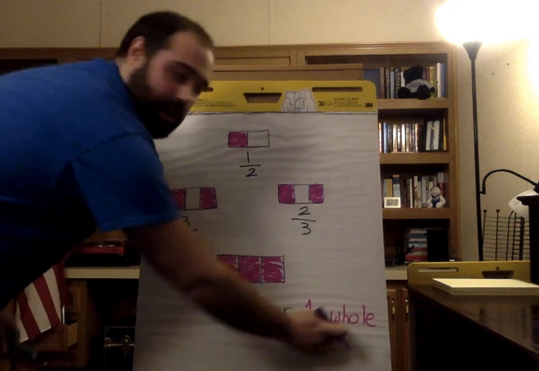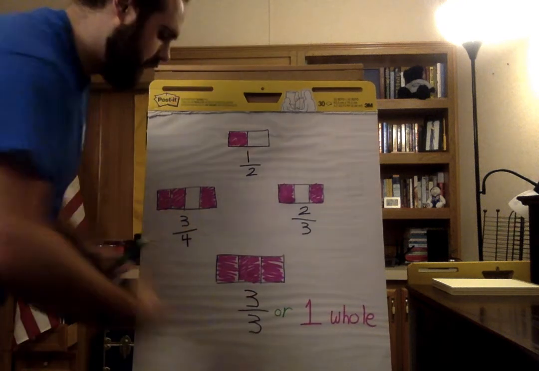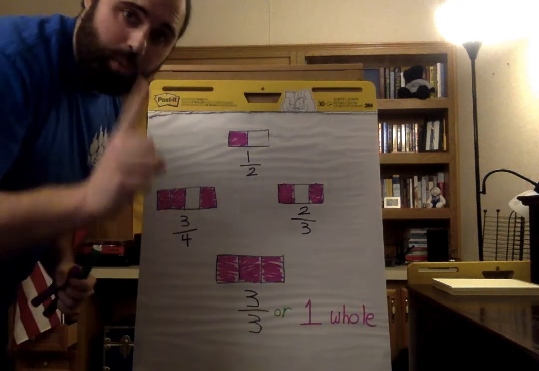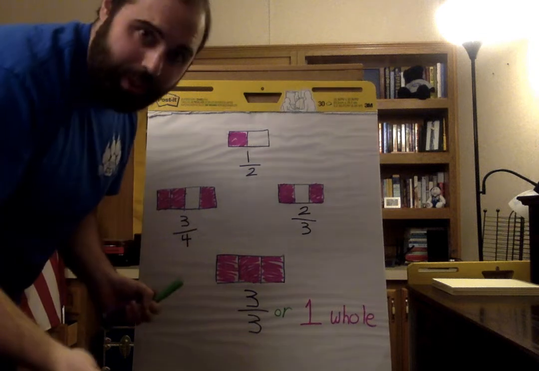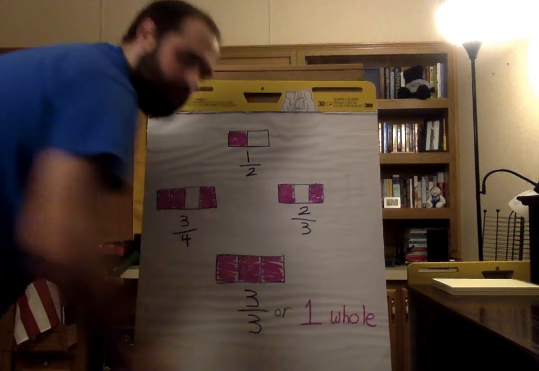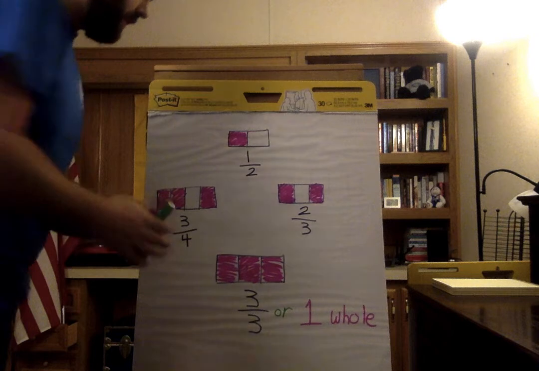1 whole. That's what we call it when the whole fraction is filled up. We can call it 1. Some people call it a whole. We're going to be calling it 1 whole because it's still there altogether. All right.